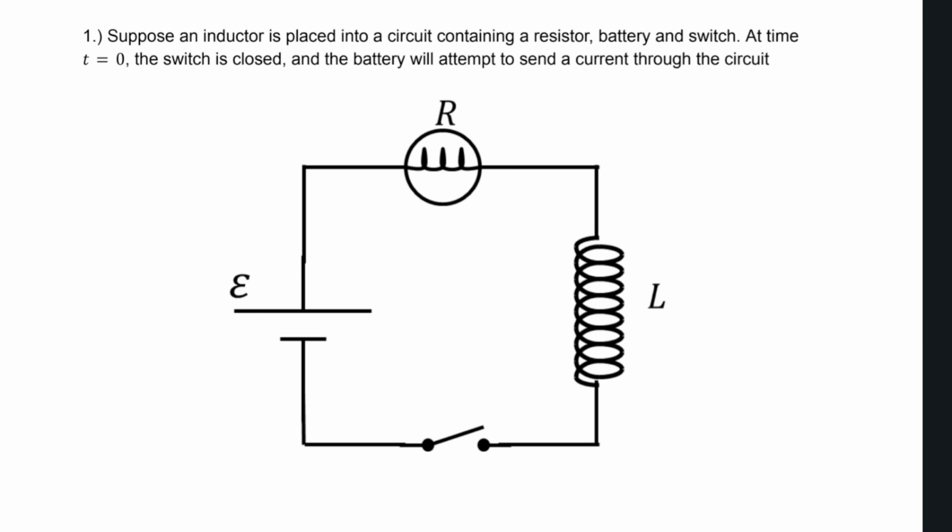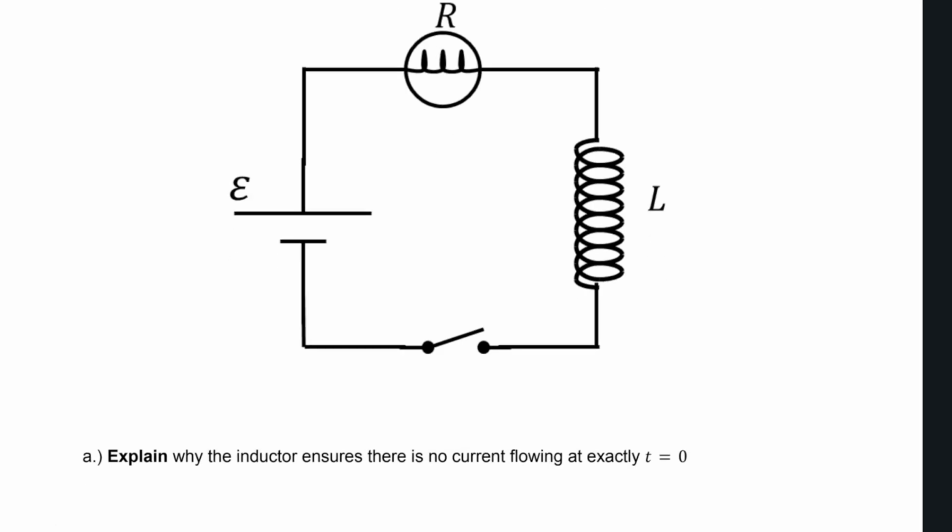So first up, we're just going to look at the short and long-term behavior of connecting a battery, resistor, and inductor in series. So first thing we're going to do is flip the switch, and we want to explain why, without using any sort of math and just using our understanding of inductors, this should result in no current or nearly no current when the switch is first closed. Meaning the current is not going to start at a large value.